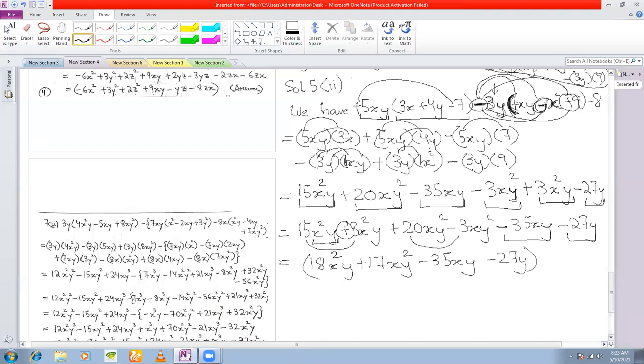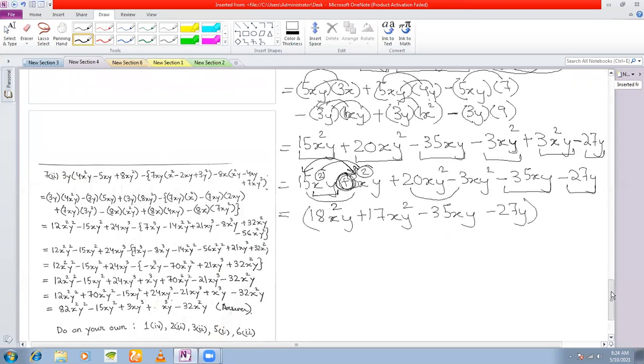Remember, when we add, we simply add the coefficients, right? 15 plus 3 gives you 18. When you multiply, you add the powers. But there's an addition sign here. Understood? So do not confuse between addition and multiplication. Fine. So this is your answer. Any other question on this?